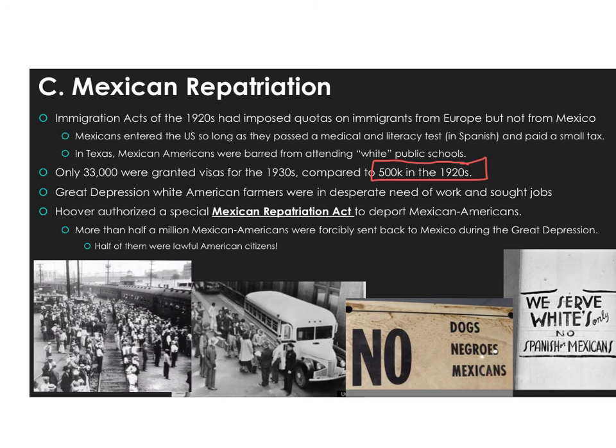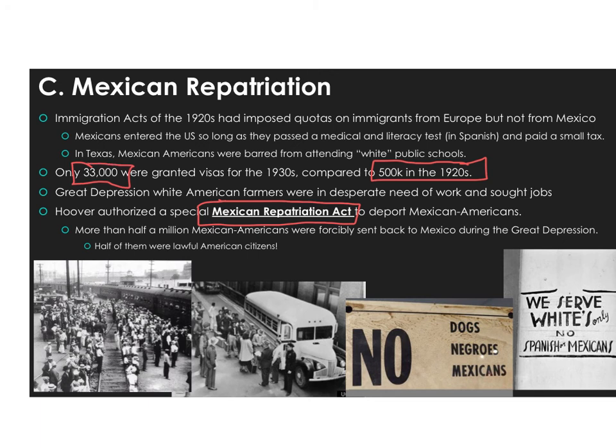But when the economy hits a downturn, Hoover is going to push through the Mexican Repatriation Act that is going to deport Mexican Americans. Many of these are actually citizens. Half of them were lawful citizens born in the United States, but didn't have documentation or weren't asked for it. And it has such an effect that by the 1930s, only 333,000 were actually given visas.